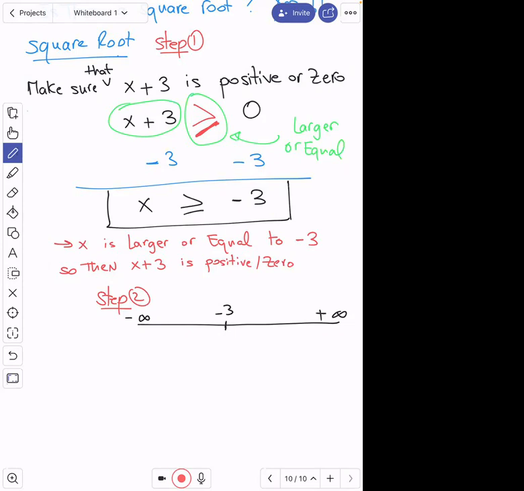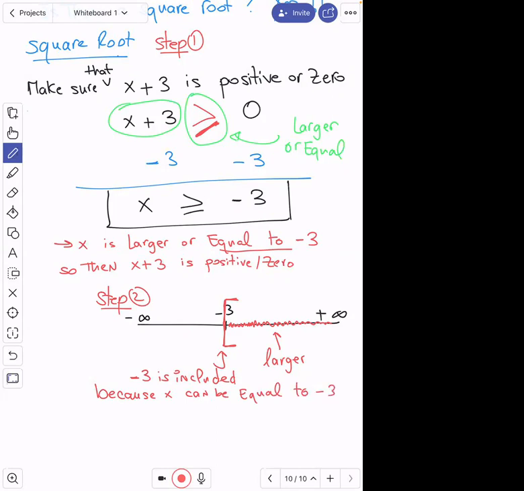So my x is larger or equal to negative 3. So that will be on the right side of negative 3, right? If you are larger than negative 3, you're supposed to be on the right side of negative 3 on your number line. So x, your input x, can be equal to negative 3. So we need to include the negative 3 in the answer. So I'm going to use a bracket at negative 3. That means that negative 3 is included, because x can be equal to negative 3.